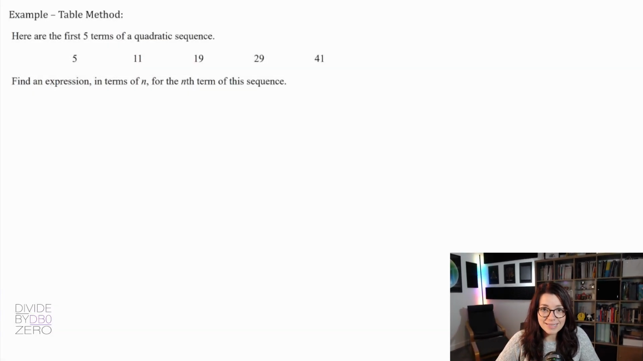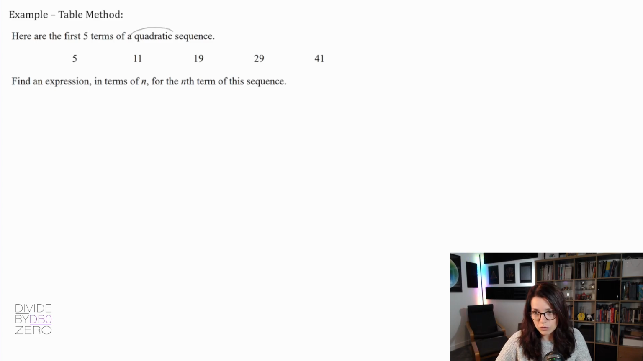I've made another video on finding the nth term of a linear sequence, so I'd recommend you watch that video as well if you haven't already. So first I'm going to show you this example using the table method. It says, here are the first 5 terms of a quadratic sequence. Find an expression in terms of n for the nth term of the sequence.